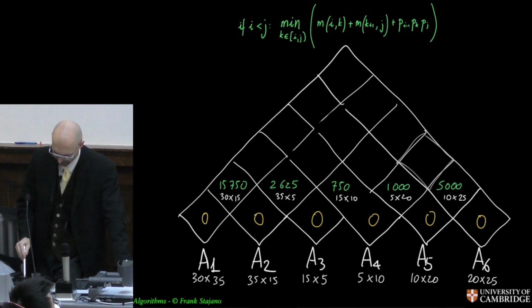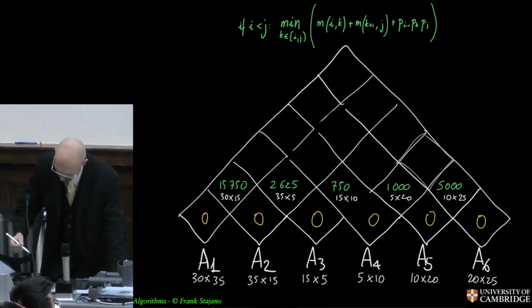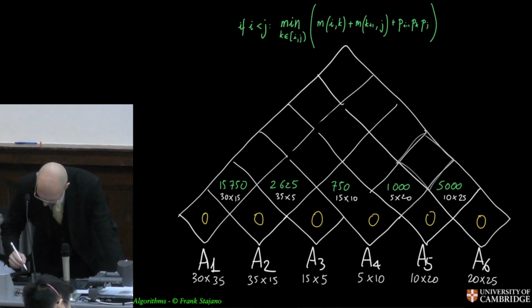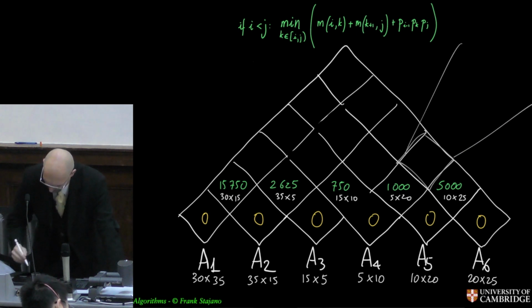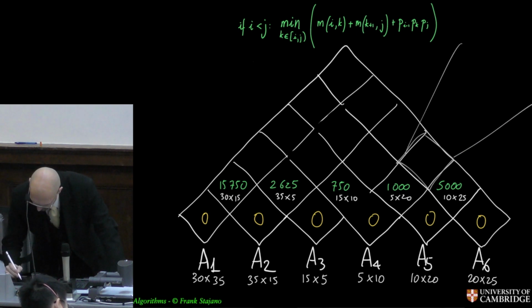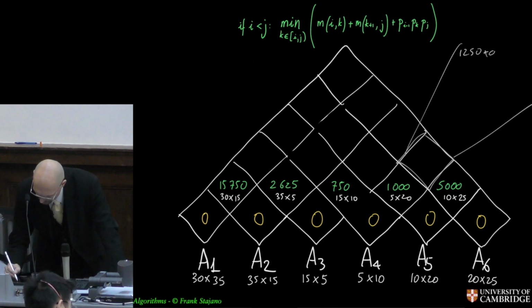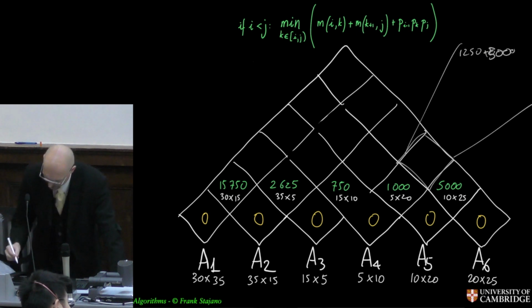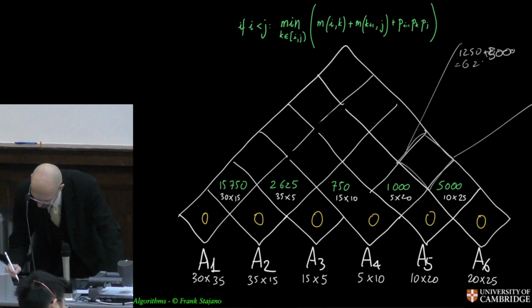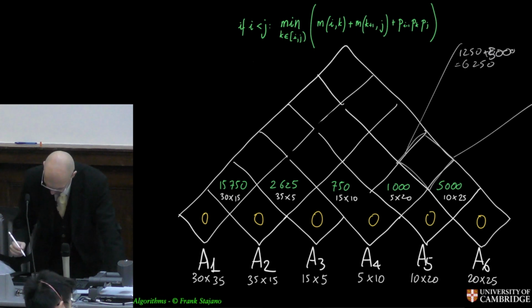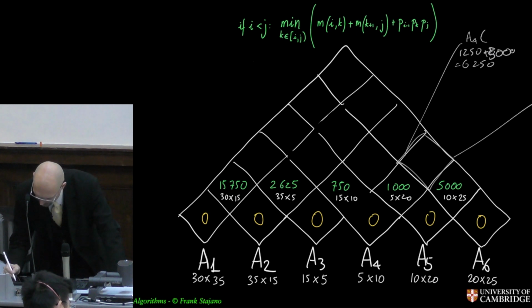5 times 10 times 25 is 125, 1250, right? Plus, so if I magnify this, this would be 5, 10, plus the 500 for this one. So that gives me 6250. That's the cost for doing A4 times the other one.